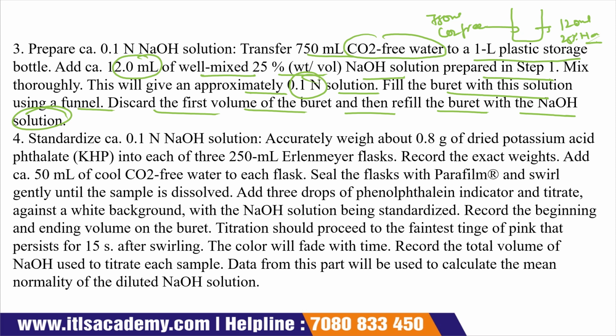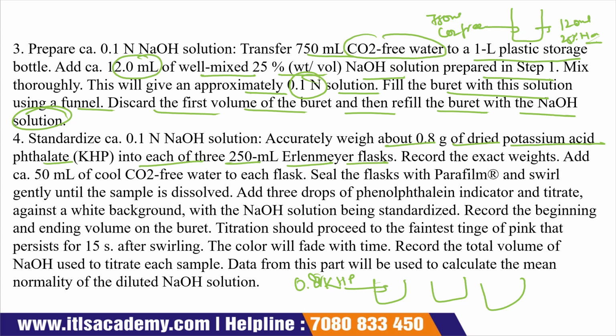Now you have to standardize this 0.1 normal NaOH. For this, what should we do? Accurately weigh about 0.8 gram of dry potassium acid phthalate into each of three 250 ml Erlenmeyer flasks. Suppose that these are three flasks. Now, in each of the flasks, you have to add 0.8 gram of potassium acid phthalate.